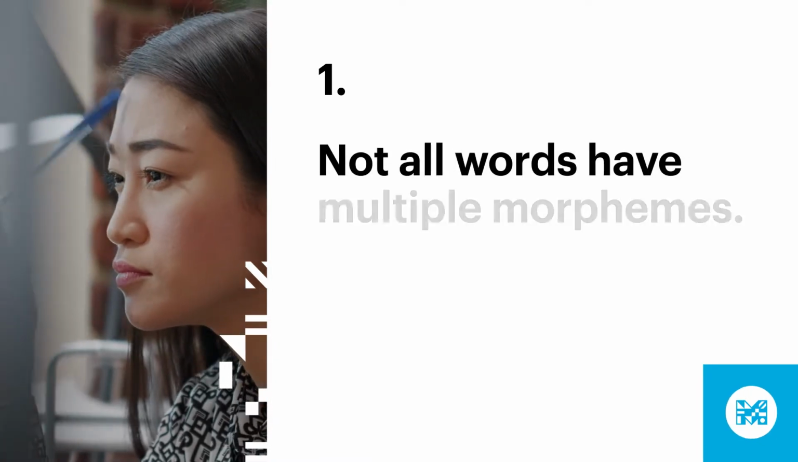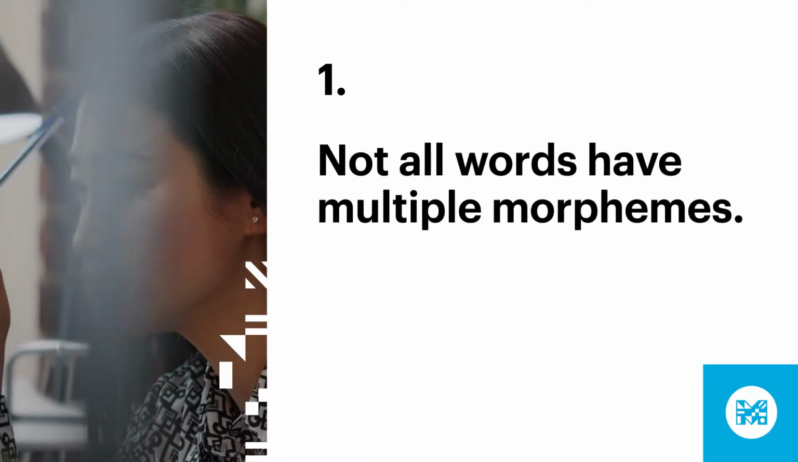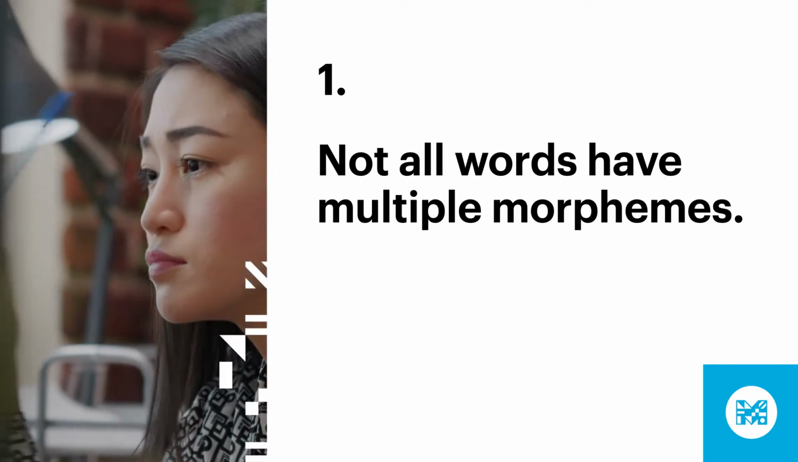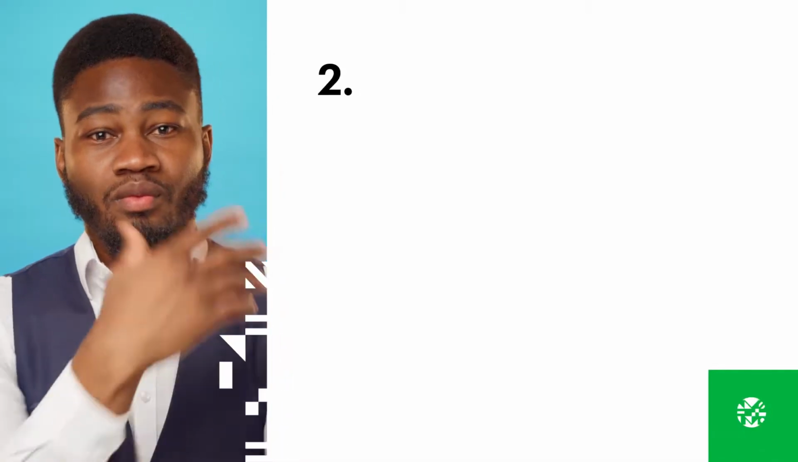Let's do it. Number 1, not all words have multiple morphemes. The word season, for example, is just one long morpheme. Same with the word umbrella or pickle. Of course, we could easily transform them into multi-morpheme words by simply tacking on other morphemes, like seasoning, umbrellas, or pickled.